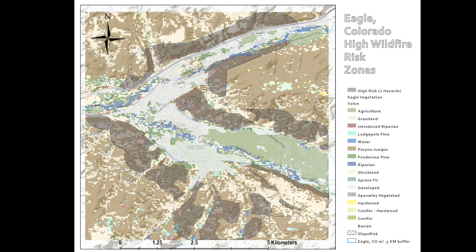The area where shrubland as well as pinyon juniper came in contact with medium to high slope areas were mapped in gray. Because wildfire does not respect lines on a map, I connected various small groupings of slope risk together to make larger contiguous zones. Notice the groupings in Eagle Ranch and to the south and to the east, as well as to the east and north of Eagle. These represent high wildfire risk zones.